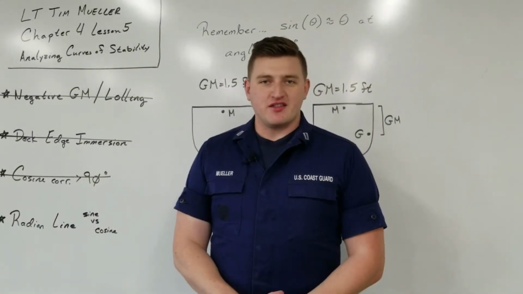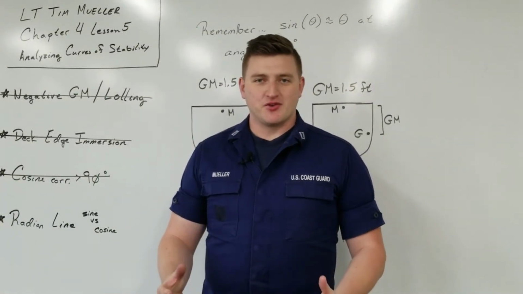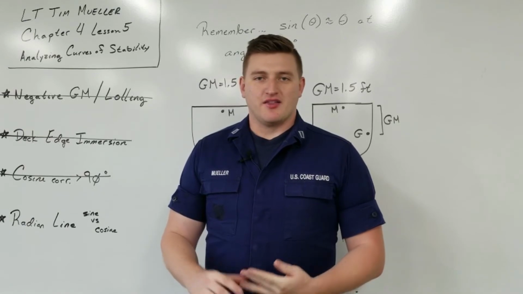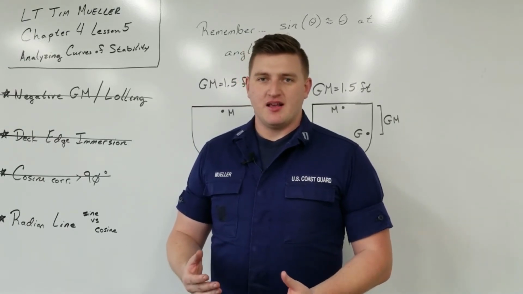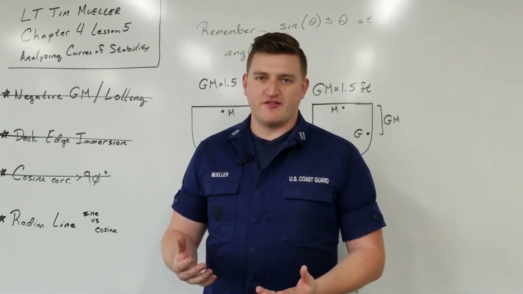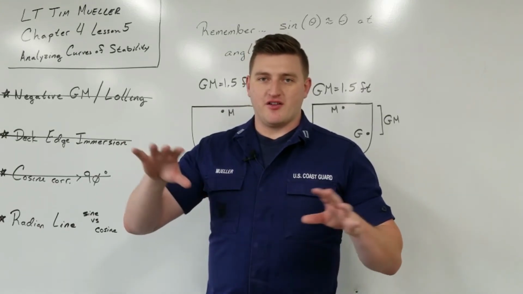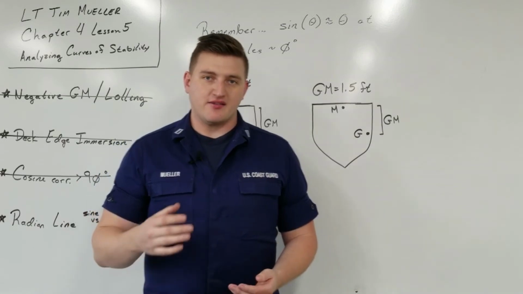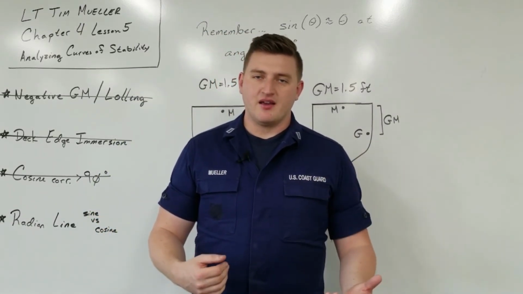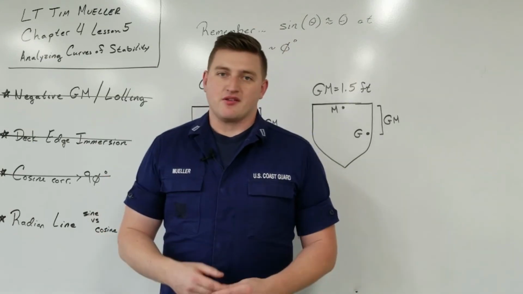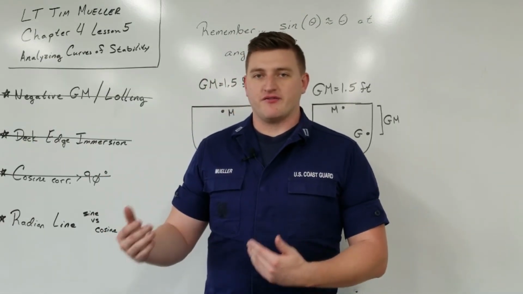All right, so that does it for Lesson 5 of Chapter 4 in the Damage Control Assistant Senior Enlisted curriculum. In the next video, it's going to be a relatively lengthy video where I use an Excel spreadsheet that I put righting arms for some fictitious vessel into, and we're going to draw that curve, the statical stability curve, and see how sine and cosine corrections affect that curve. We're going to see angles of lolling, we're going to see angles of list, we're going to see all these things I've talked about in the previous 5 videos come to life.